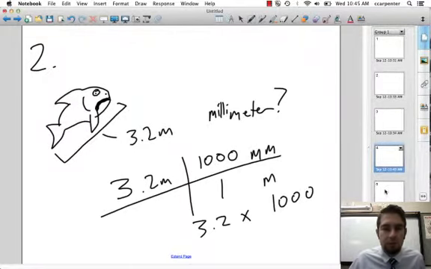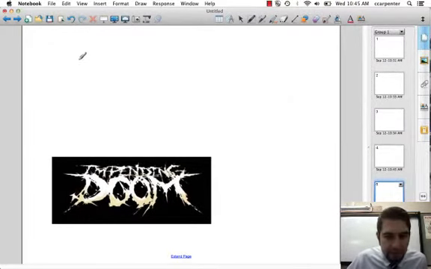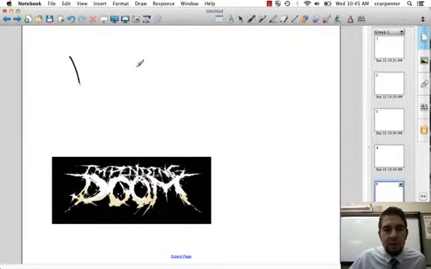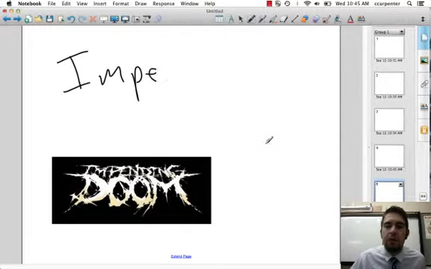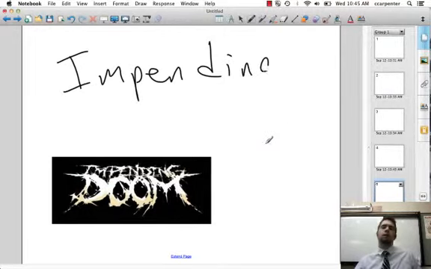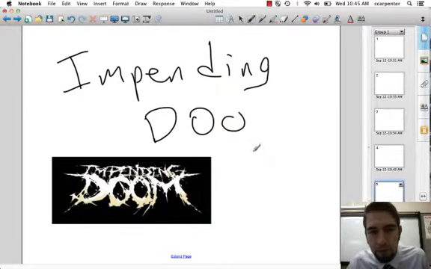Alright, those are the two examples. Please write those down. Tonight's indecipherable death metal band name is Impending. Write that on your recording.